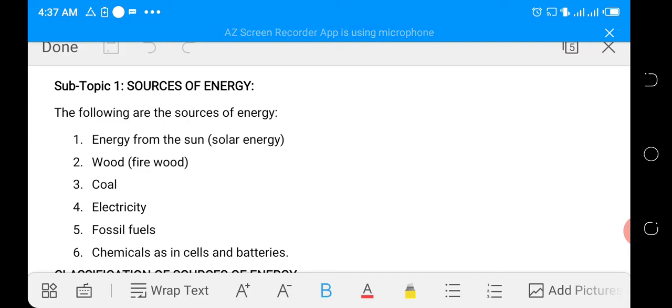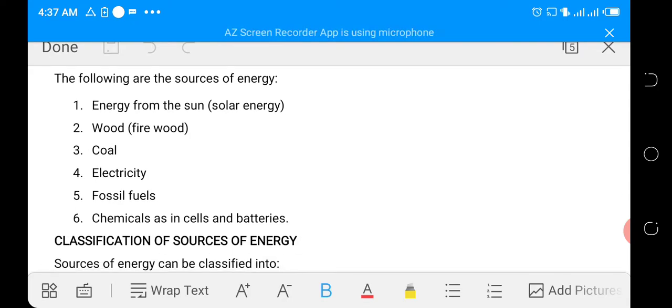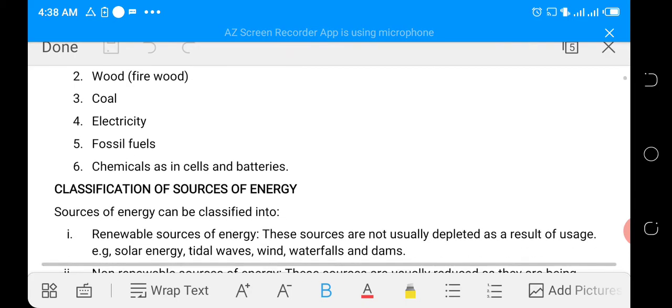Sources of energy. The following are the sources of energy. 1. Energy from the sun, known as solar energy. 2. Wood energy, that is firewood. 3. Coal. 4. Electricity. 5. Fossil fuels like petroleum, coke, and so on. 6. Chemicals, as in cells and batteries.